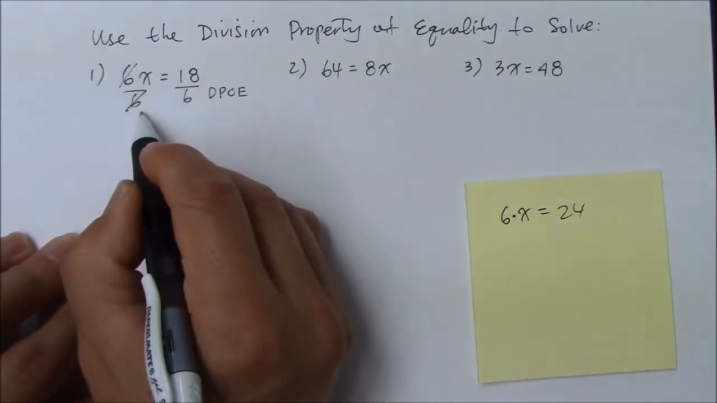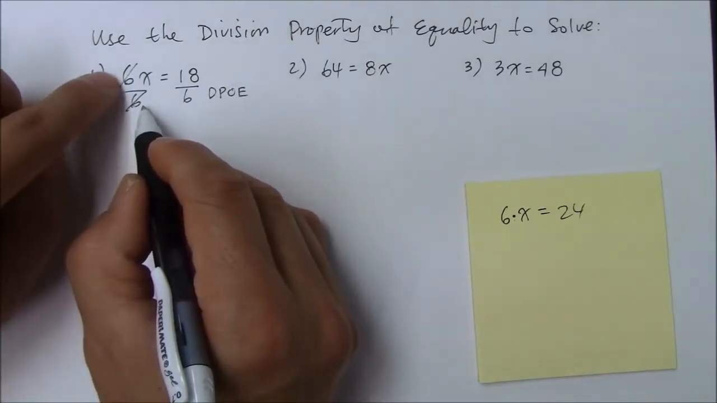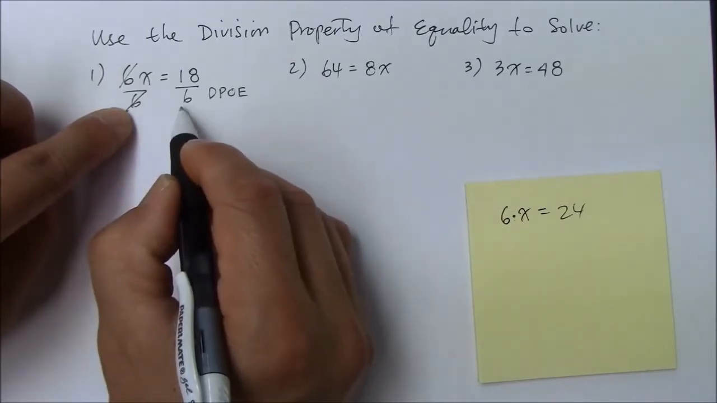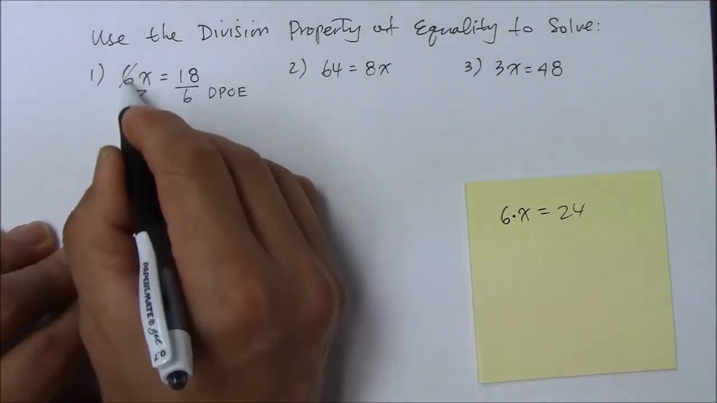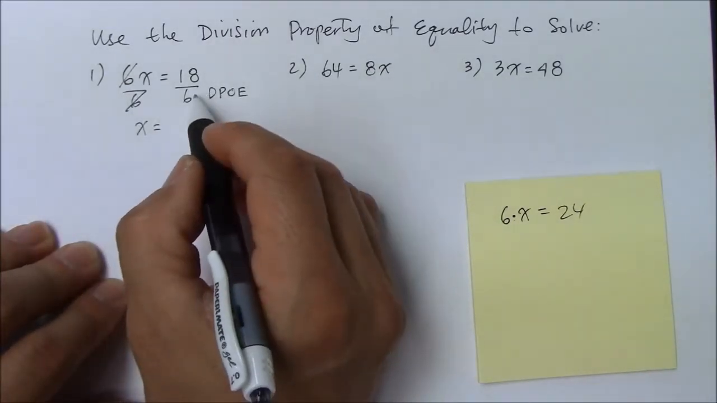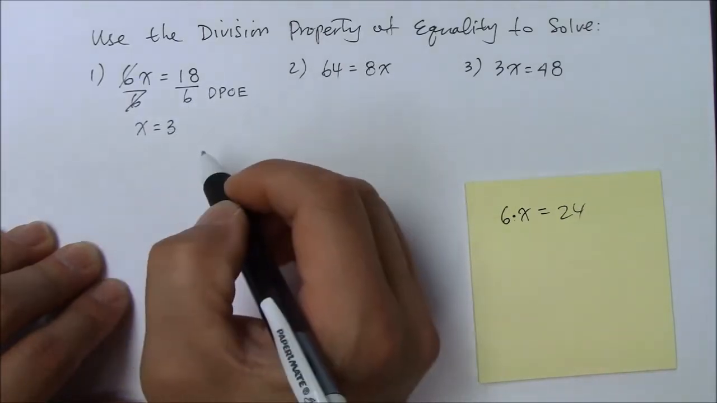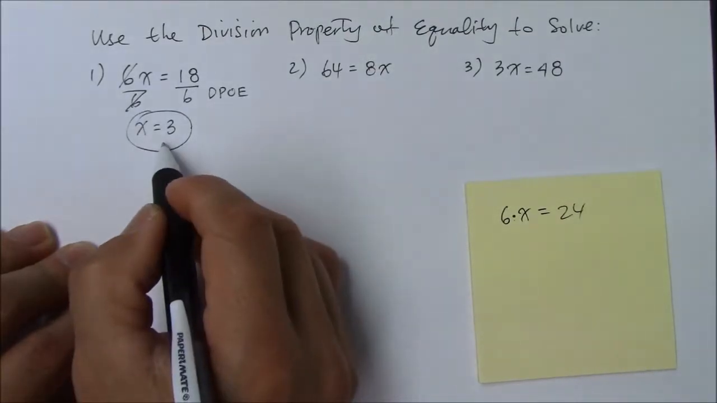It could be any number. But to make our life easy, we're going to divide that exact same coefficient to both sides. So what you have remaining on the left side, since this becomes 1x or just x, the right side now becomes, well, you know, 18 divided by 6 is 3.